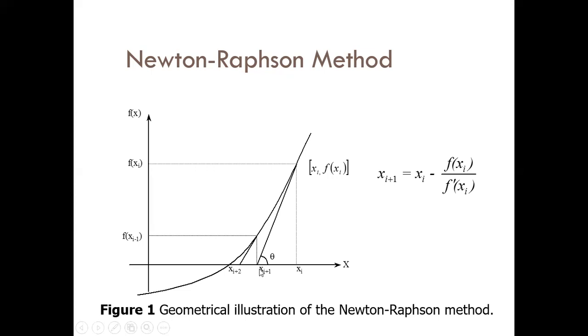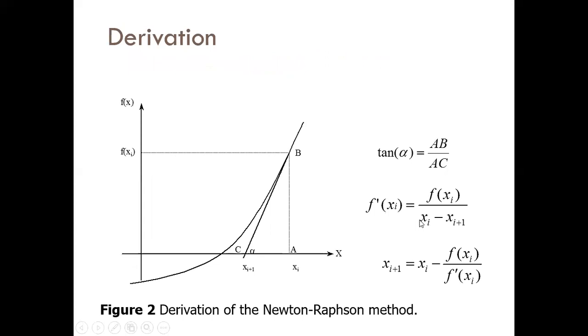From the initial guess, we can find the new guess by using this formula: xi plus 1 is equal to xi minus f of xi divided by f dash of xi. How is this formula derived? By using this derivation.